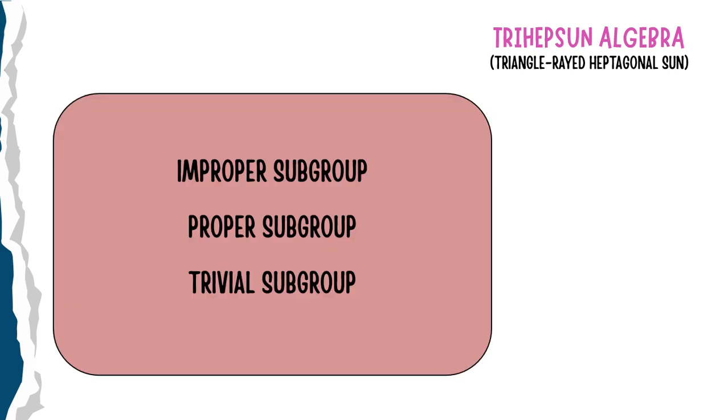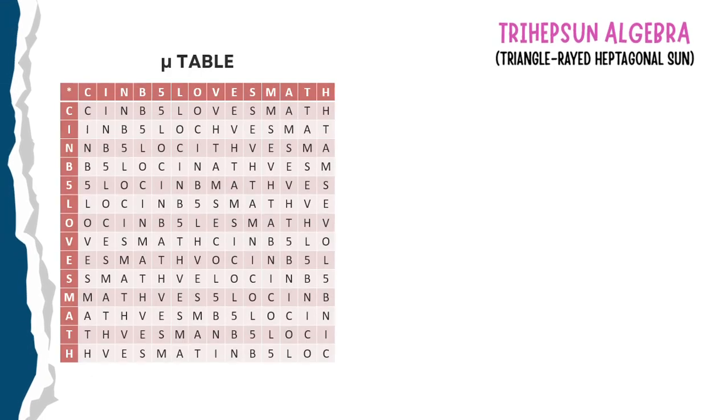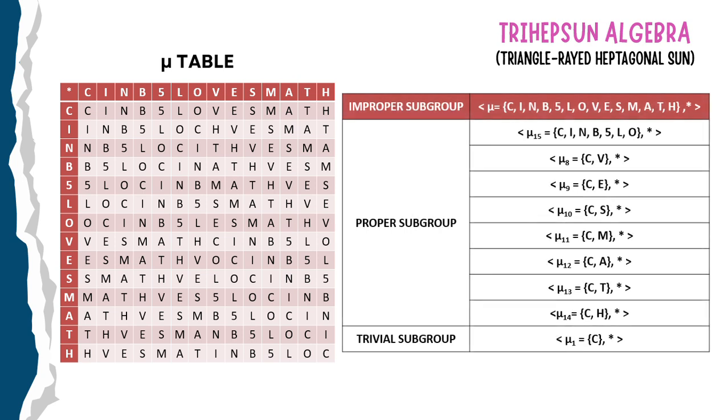We have here the three types of subgroup. The improper subgroup contains all the elements. A proper subgroup contains fewer elements than all the elements, while a trivial subgroup contains one element, which is the identity element. We have here again our mu table and its subgroups. We have the improper subgroup for this.